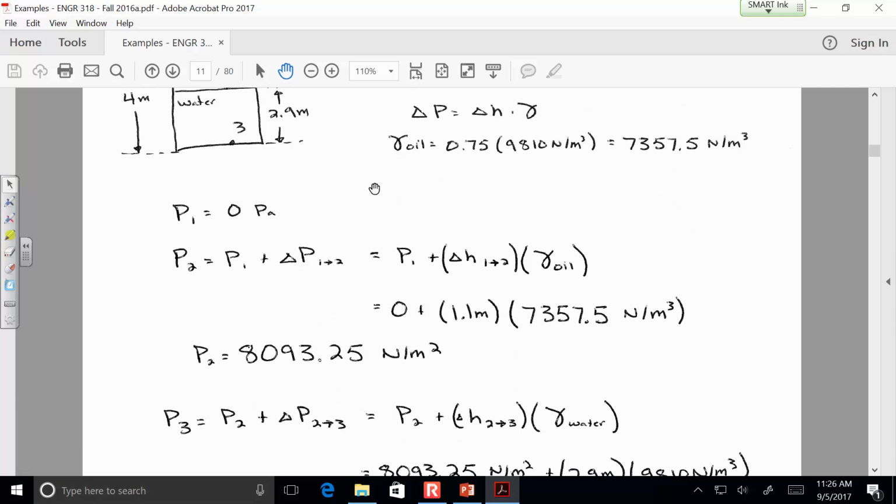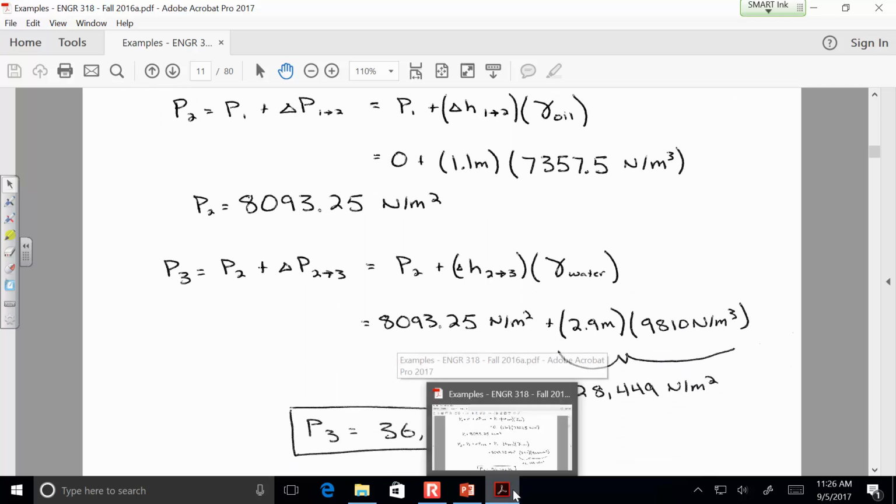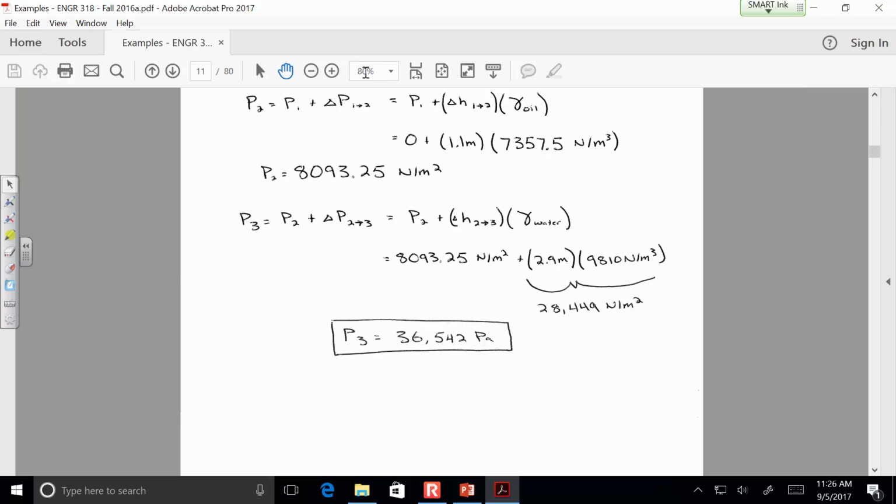and then the pressure at 3 is the pressure at 2 plus the change between 2 and 3. And so we have some new increase, that is the 2.9 meters of water. And so 2.9 meters multiplied by the gamma of water means an additional 28,449 newtons per meter squared. So we add that increase in pressure to the pressure that was at 2, and then the sum total of those is 36,542 pascals. Let me zoom out a little bit so you can see it all at once.